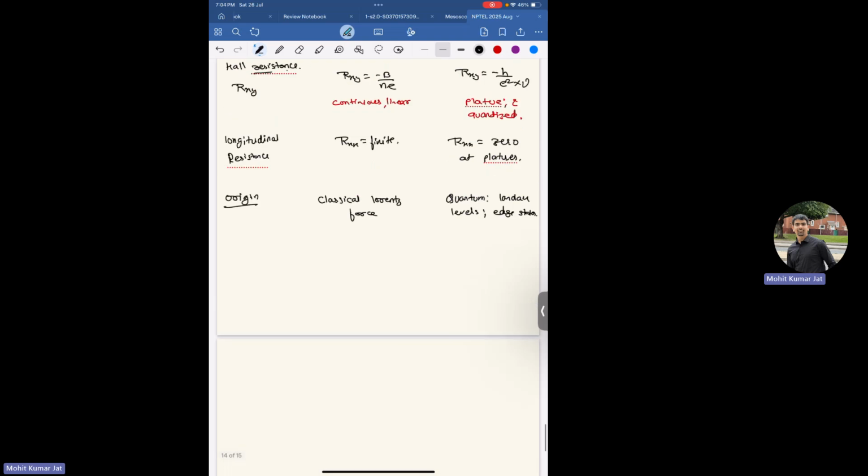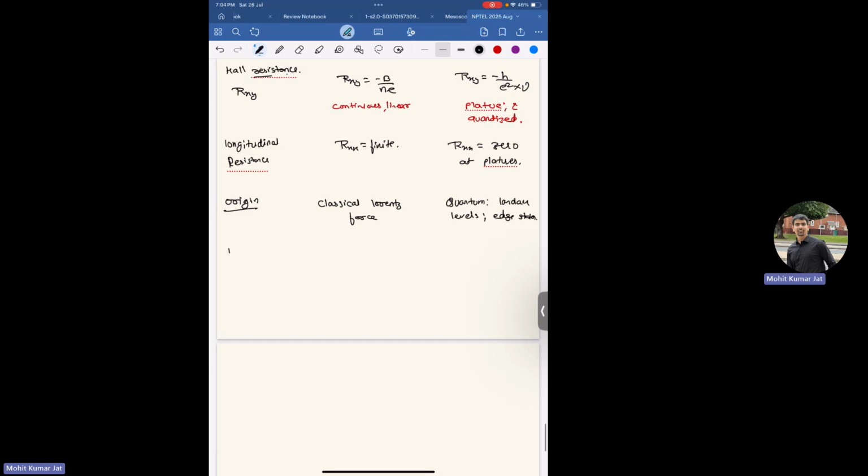This one was discovered by Edwin Hall in 1879, and this one was discovered by Klaus von Klitzing in 1979, 1980, with a Nobel Prize in 1985. The first Nobel of this quantum Hall.